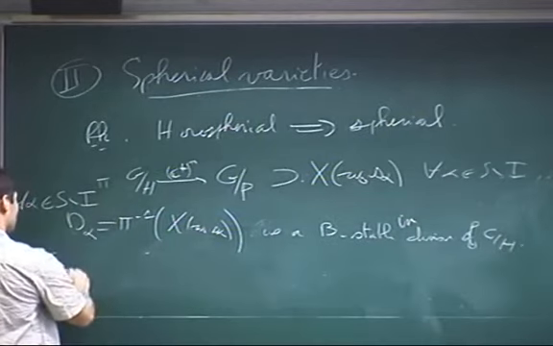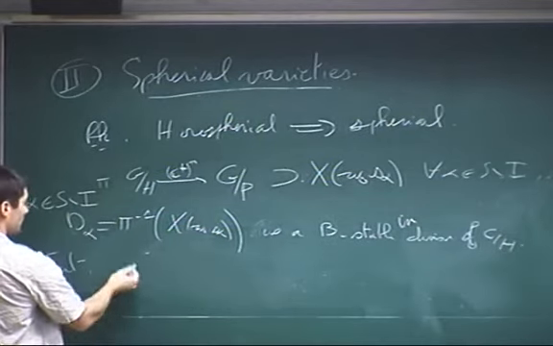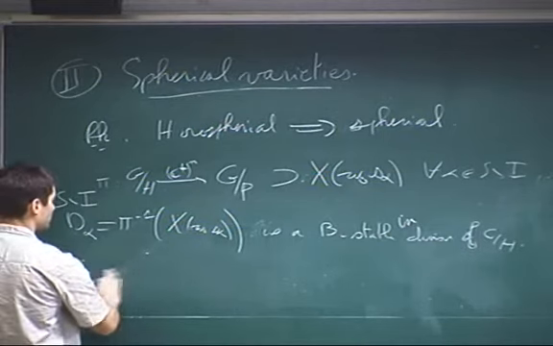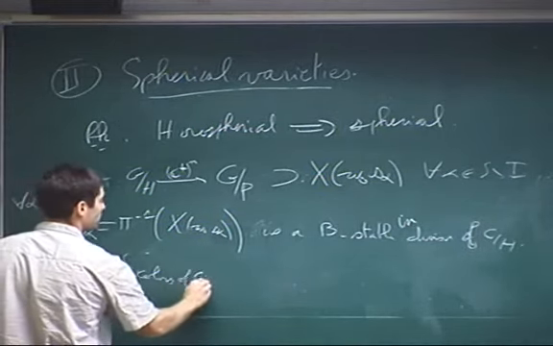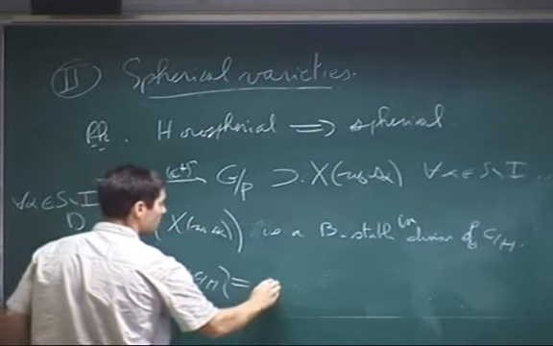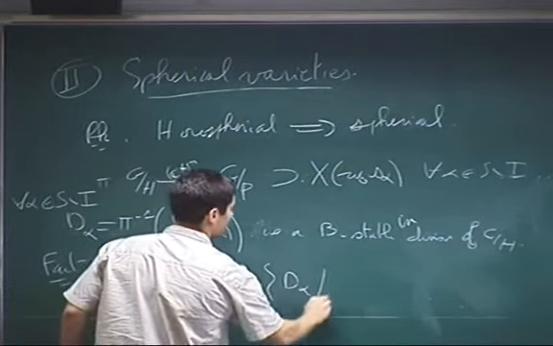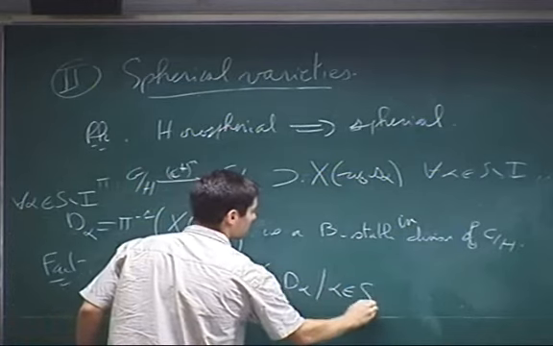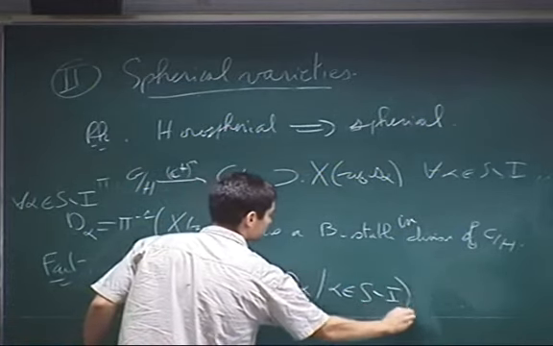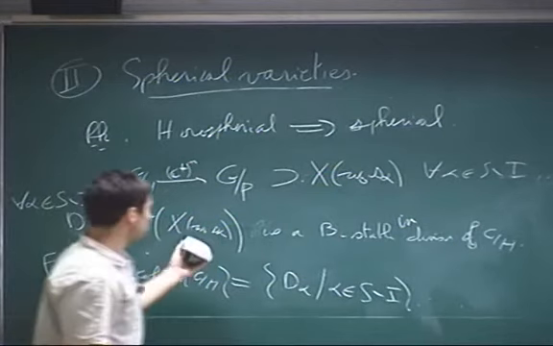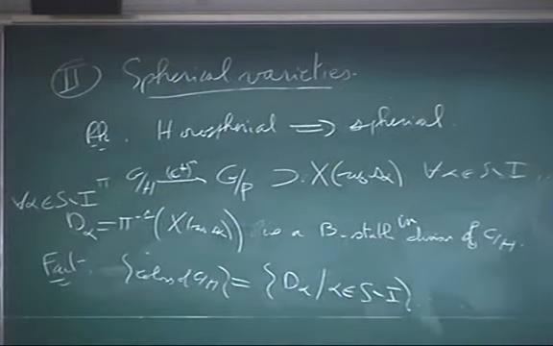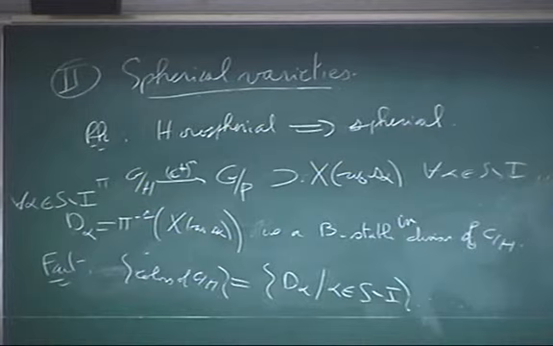And the fact is that in this way, the set of colors of G mod H is equal to the set of D alpha with alpha in S minus I. So we have a description of all B-stable irreducible divisors in G mod H, in the situation of an orospherical variety.